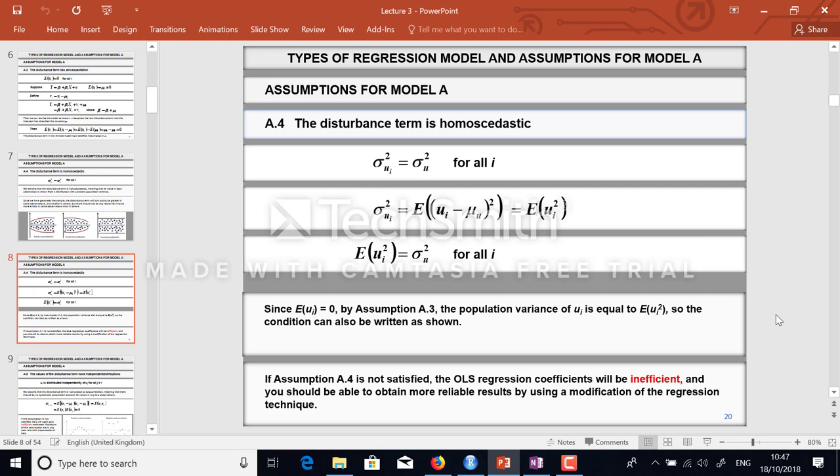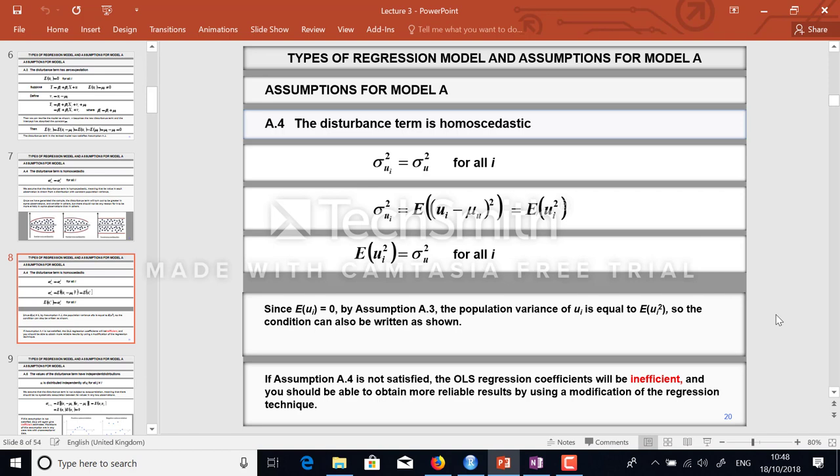Now, if assumption 4 doesn't hold, in other words, when you run the regression, and I will show you how to test for heteroscedasticity. At the moment, this is conceptual. I'll show you how to do the testing at some point. If you come up with heteroscedasticity, that's not homoscedastic, or the variation that's not homoscedastic, then your estimator is not efficient.